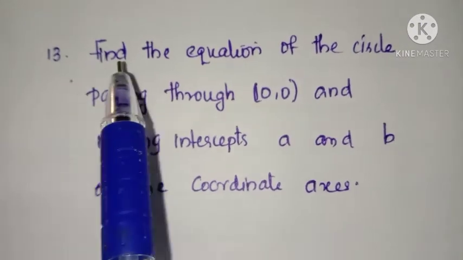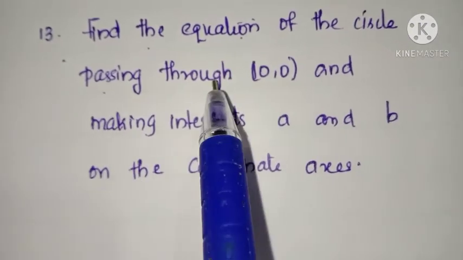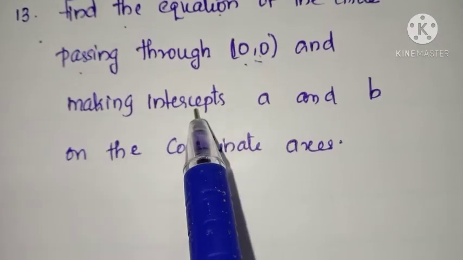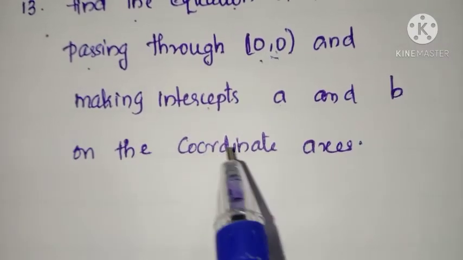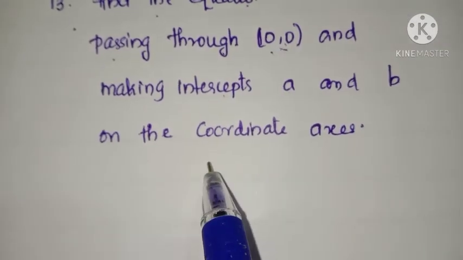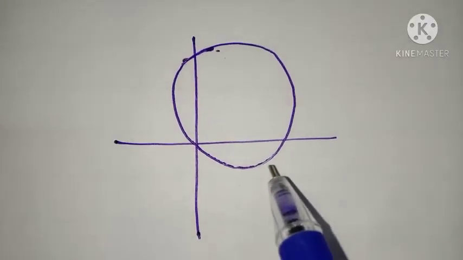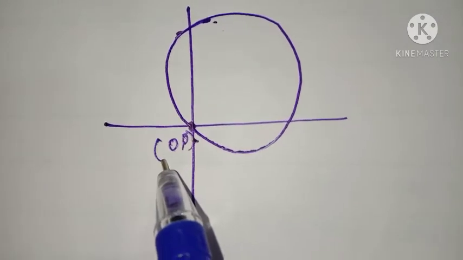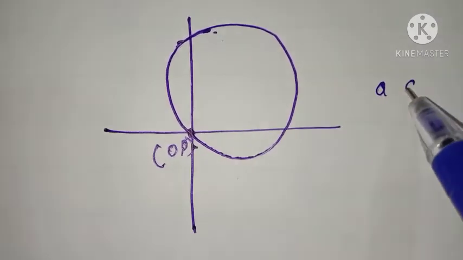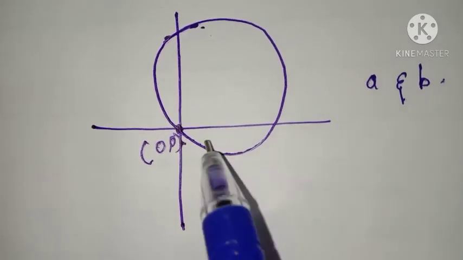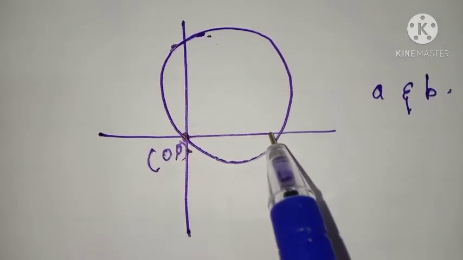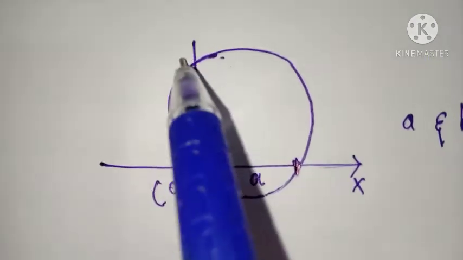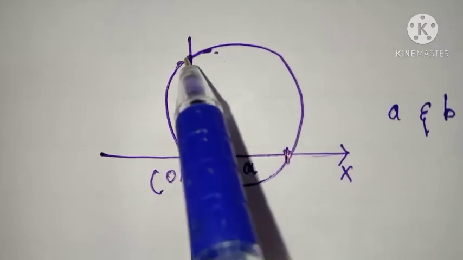Question number 13. Find the equation of the circle passing through 0, 0. 0, 0 means origin, and making intercepts a and b on the coordinate axes. See the rough figure. In the question it is given that the circle is passing through 0, 0 and making intercepts a and b on the coordinate axes. So making a intercept means this length is a along the x-axis and this length is b along the y-axis.